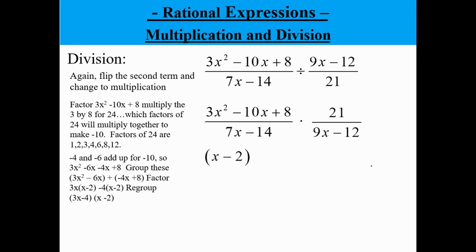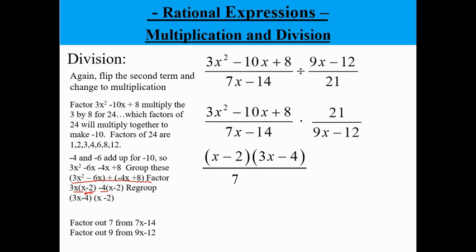So you would have 3x squared minus 6x minus 4x plus 8. Then you're going to group these together. So this is how they're going to group together. You will factor the 3x out and the minus 4 out. These two, remember, wind up going into one set of parentheses, and the x minus 2 is the other set. Okay.